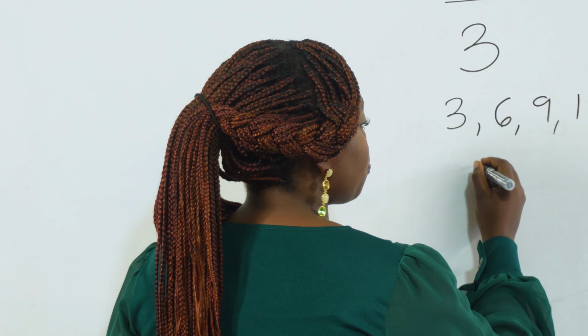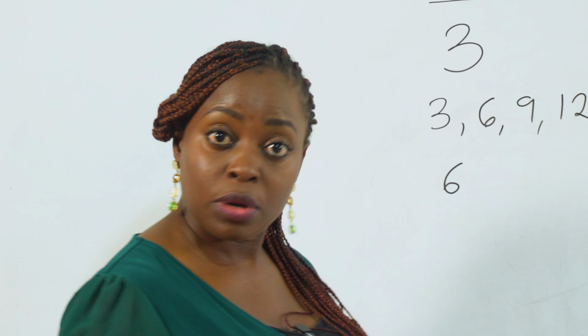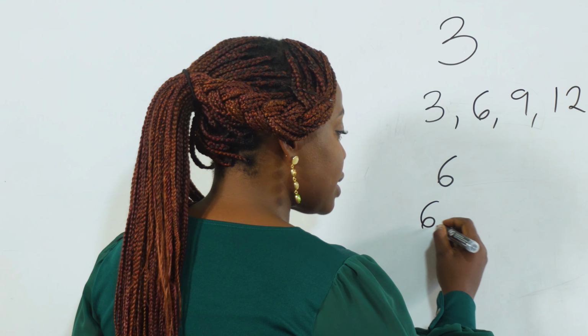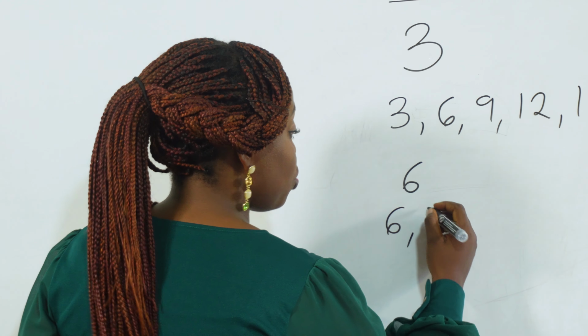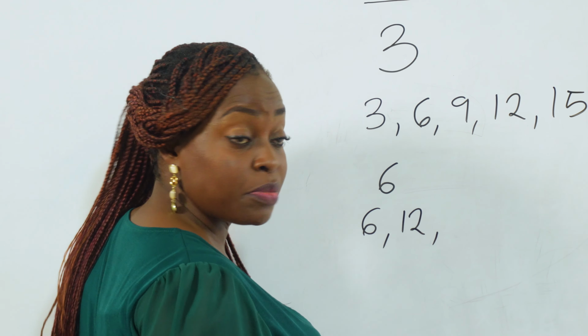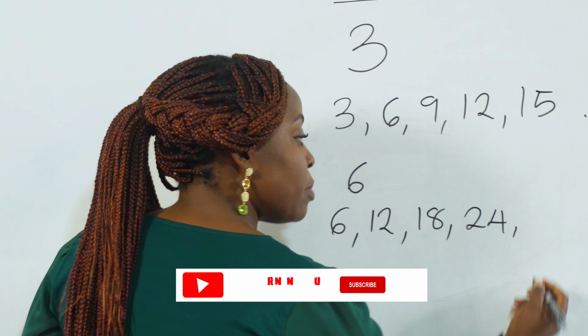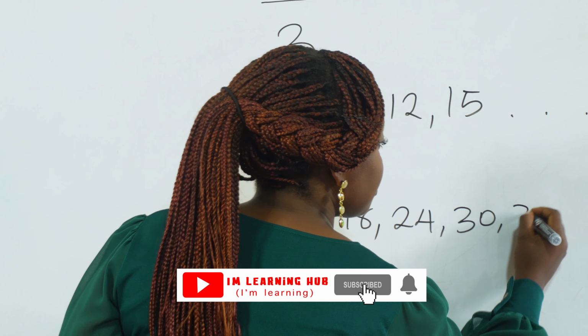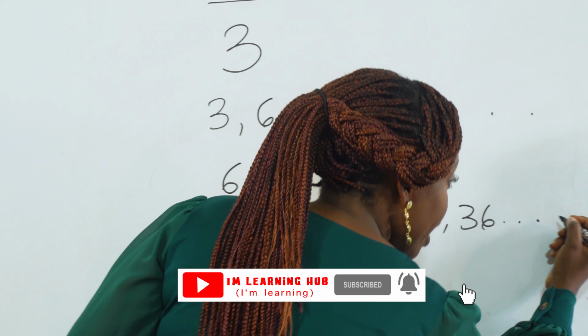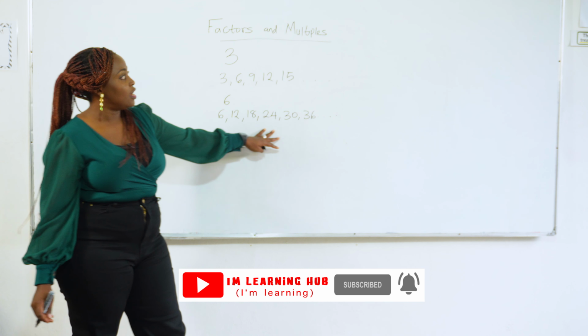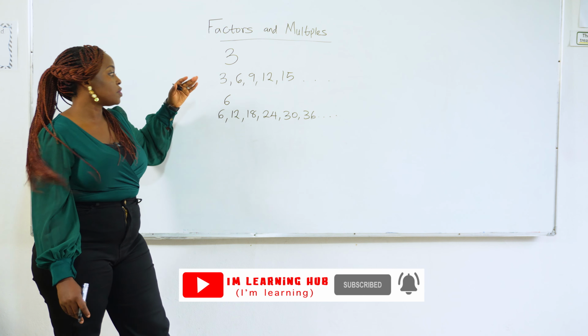Now let's look at the multiples of 6, for example. Let's list them together. 6 times 1 is 6. 6 times 2 is 12. 6 times 3, 18. 6 times 4 is 24. 6 times 5 is 30. 6 times 6 is 36. And on and on. These are the multiples of 6.